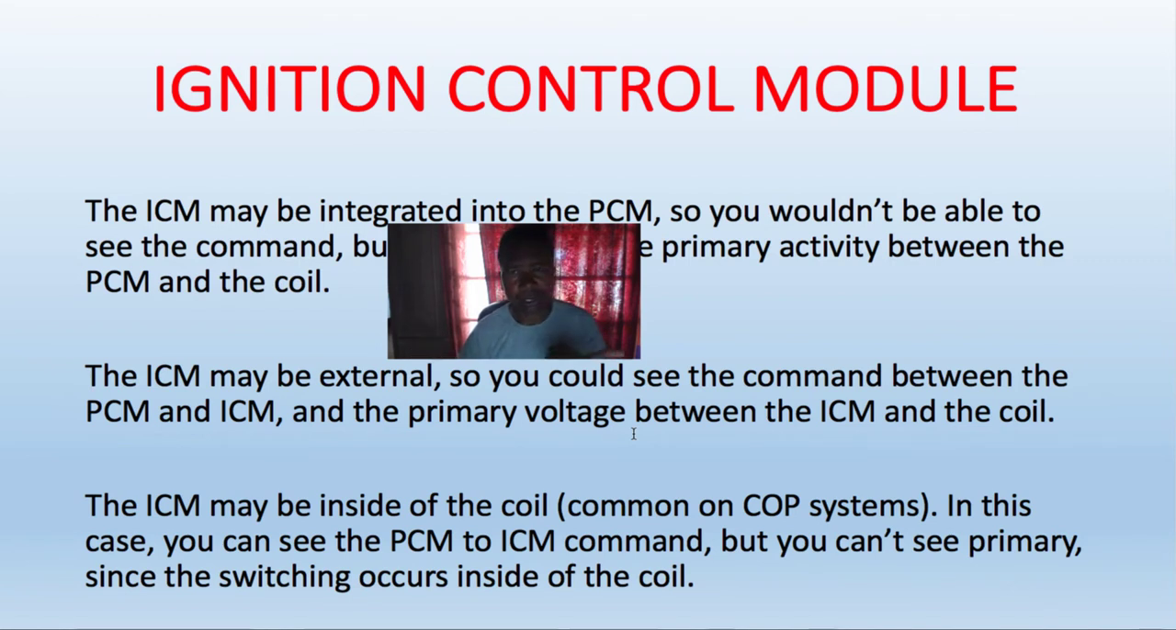So we started off with a set of points that did the triggering and controlled the current flow. Then we went to the ICM, the ignition control module, or the PCM, that does it now. Now we've got coil on plug, where the module, the ICM, is actually internal to the coil on plug setup, on some cars, not every car.